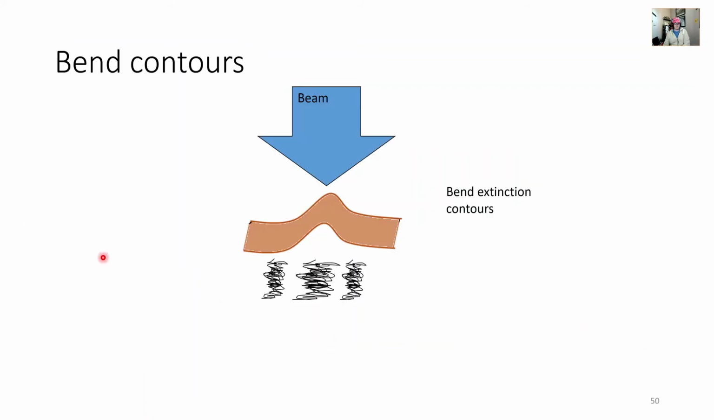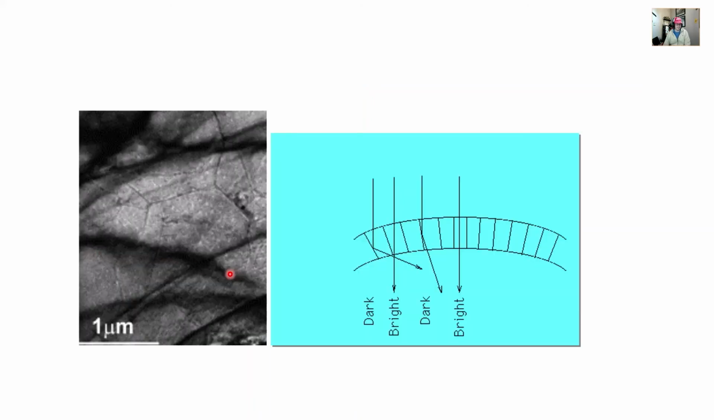Bend contours. So if your specimen is bent, has a wrinkle in it, if you will, you'll see some diffraction. This is my painstakingly drawn PowerPoint depiction of bend contours. It's kind of true to life. Okay, they're not very well defined, and that's how you can kind of tell the difference between a bend contour and a mass thickness contour. And here's an example. It almost looks like a shadow. They're not very well defined contours.